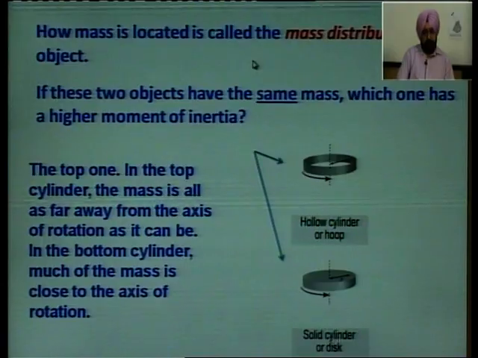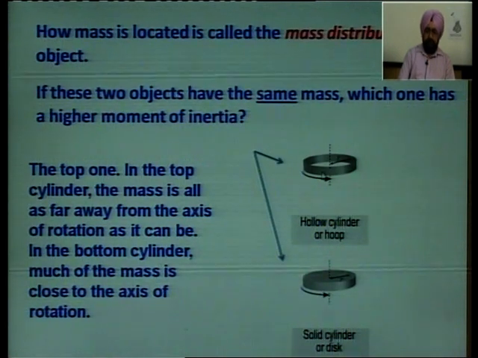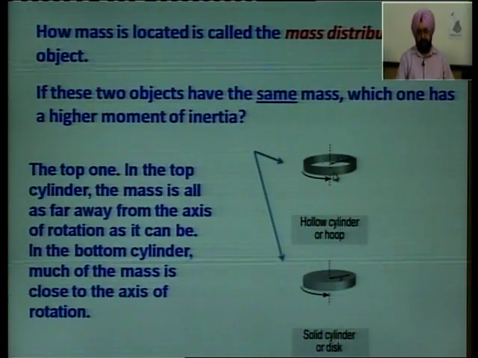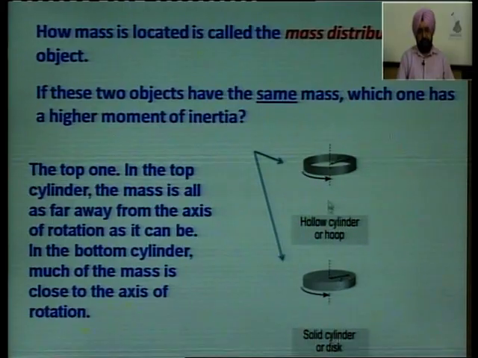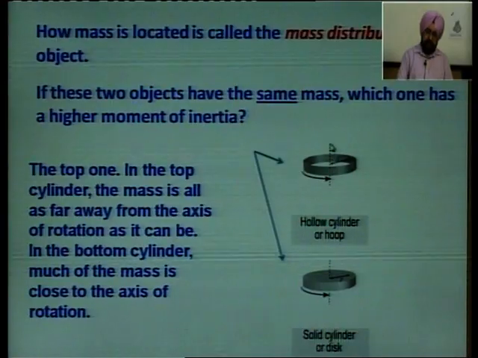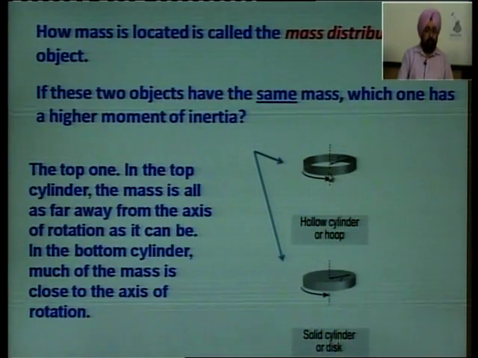Now, how mass is allocated is called the mass distribution of the object. If you see these two objects, they have the same mass, let us say, then which one has a higher moment of inertia? You have a hollow cylinder here, or you can say a ring here, and you have a solid cylinder, that is a disc here. The mass of the disc and the ring is the same. This is the axis of rotation, which is shown by the dotted line. Which one has higher moment of inertia?